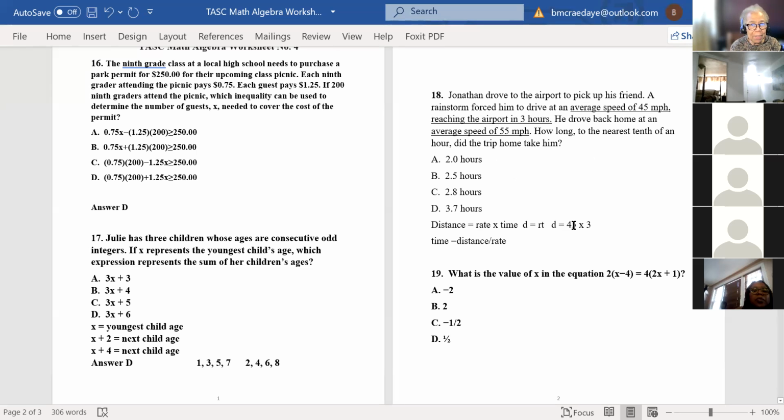Okay, but when he went to the airport, he was in a rainstorm, so he traveled at a speed of 45 miles per hour. But coming back, his average speed was higher, 55 miles per hour. Now you know his rate, you know the distance from this step. You can find how long it took him to get home from the airport. Take the distance that you got here, divided by the rate, 55 miles per hour, and you'll know how long it took Jonathan to get back home on his return trip. Vanessa, you follow? Yes, I think I can follow.